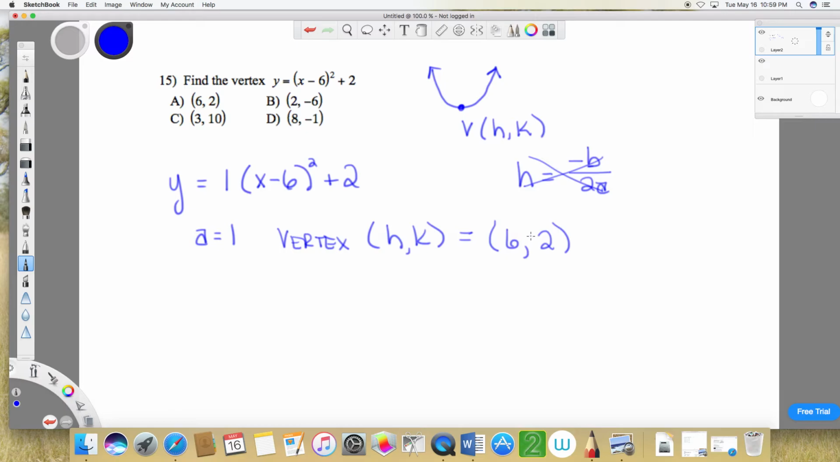So this is the vertex. We can see it by inspection. We didn't have to apply a formula: (6, 2), and that is choice A.